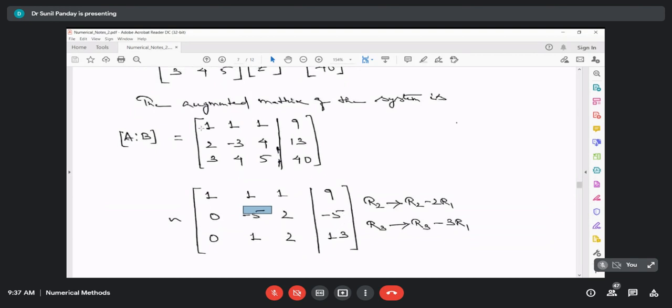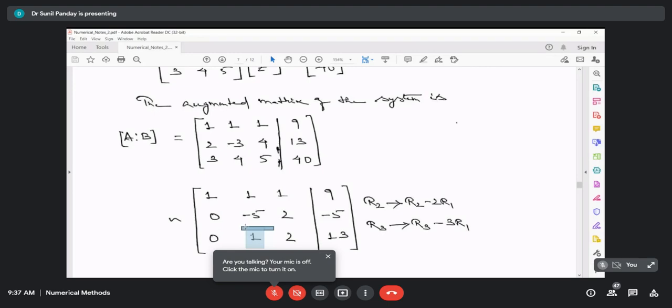So we'll see. First job is to make 0 below this A11 entry. This is A11, the first diagonal entry of the augmented matrix A vertical dot B. To produce 0 here, I am using these two elementary row operations: R2 goes to R2 minus 2 R1, and R3 goes to R3 minus 3 R1, which gives 0 here. Now I have to make 0 here.